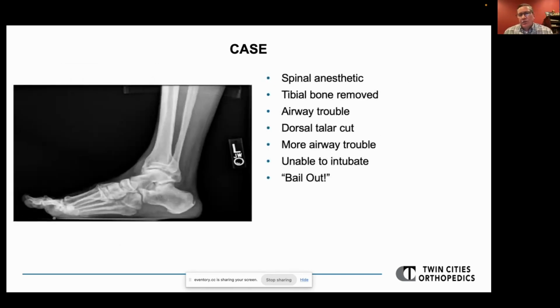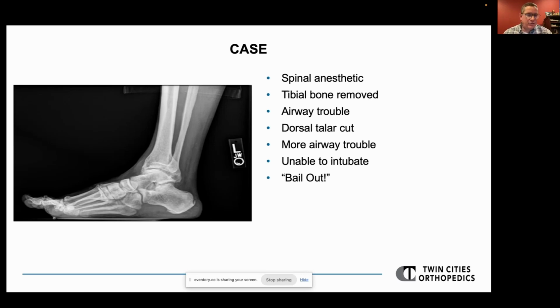So he had his surgery done under a spinal anesthetic. We went ahead and proceeded as we normally do. We began making our tibial preparation. We drilled to create the arc, made our dorsal talar cut, and worked on tibial bone removal, trying to get the bone out of the tibia, which those of us who do this case know can sometimes take a little while. And as we're doing that, he starts coughing. He's under spinal anesthetic. We go ahead and work on our talar cut, more coughing, more aspirating.